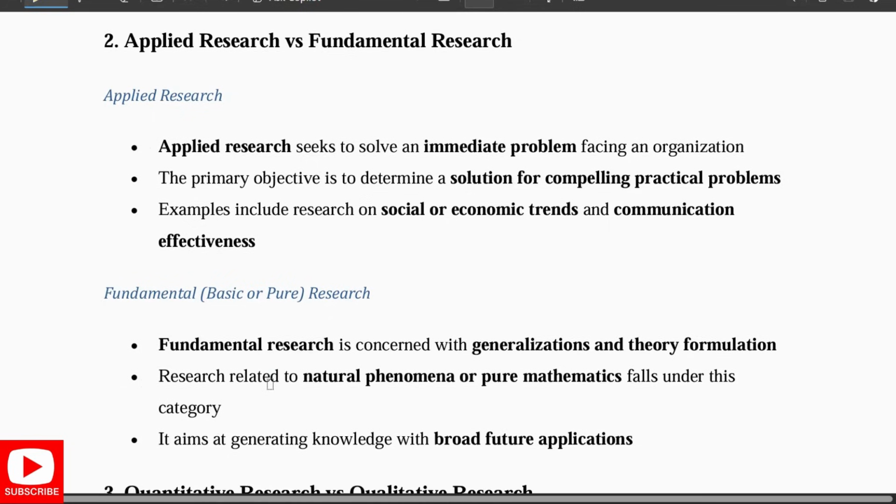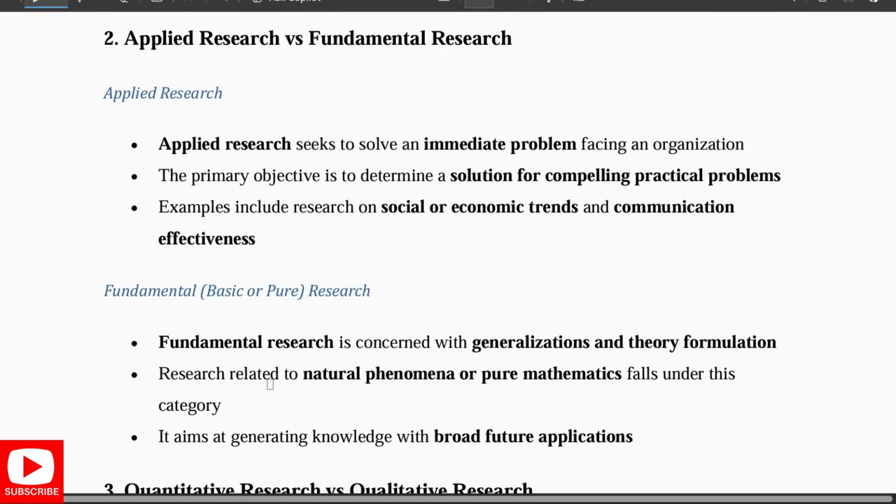Next is applied versus fundamental research. Applied research seeks to solve an immediate problem that is faced by an organization. Its primary goal is to determine a solution for a compelling practical problem. You have to provide the solution. Examples include research on socio and economic trends and communication effectiveness. These are some of the examples.